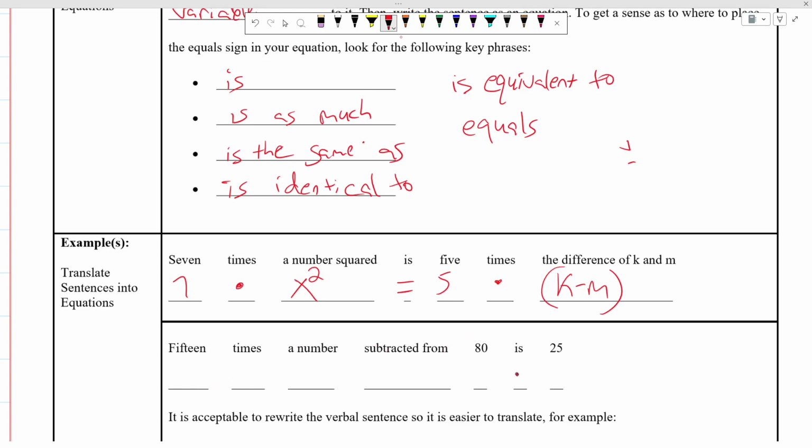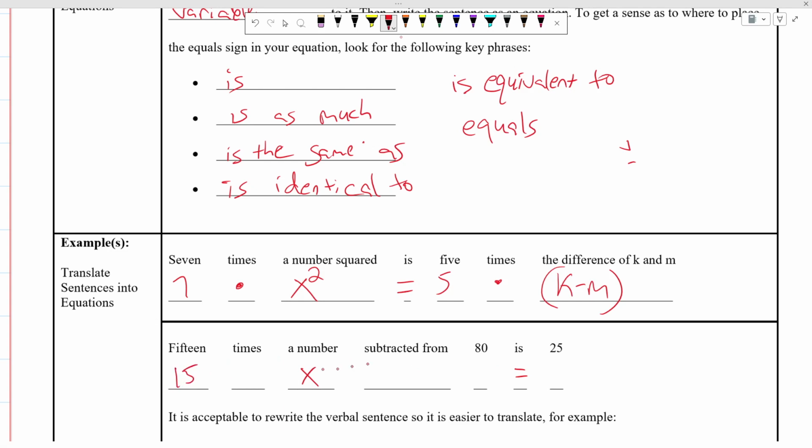Let's do another example. Let's see, 15 times a number subtracted from 80 is 25. First thing I look for is words such as is. I want to figure out where my equal sign is. So boom, there's that. Now I can tell that I got all this stuff on this side, and I got this thing here. Is there a variable? There should be. Where is that? That's what I want to locate next. 15 times a number. Aha, a number indicates variable. Go ahead and put x there for that one.